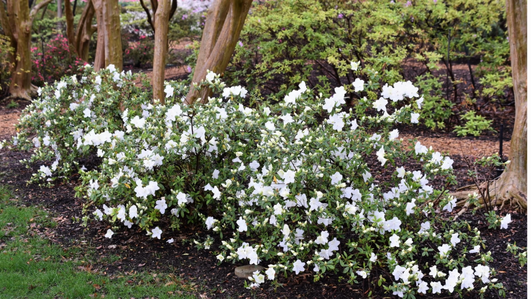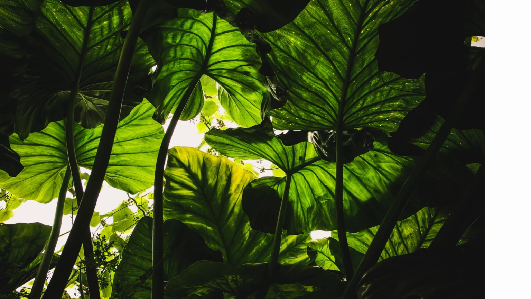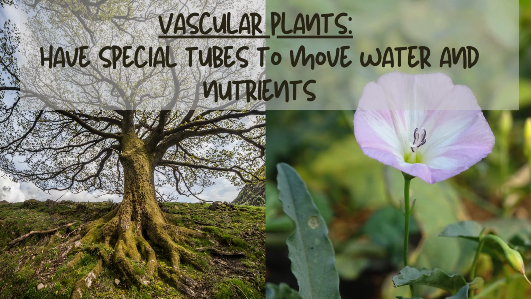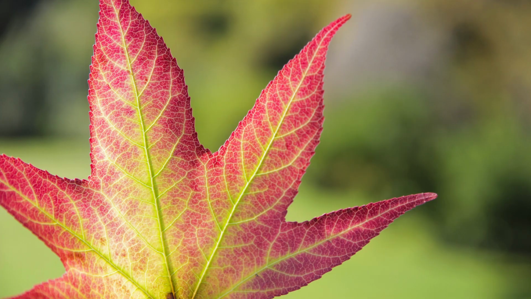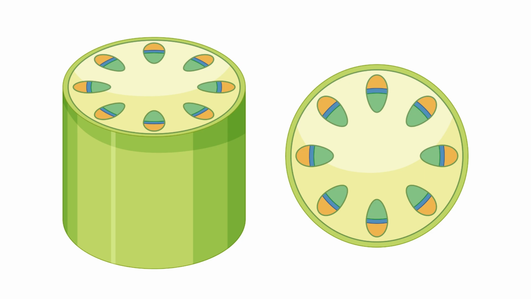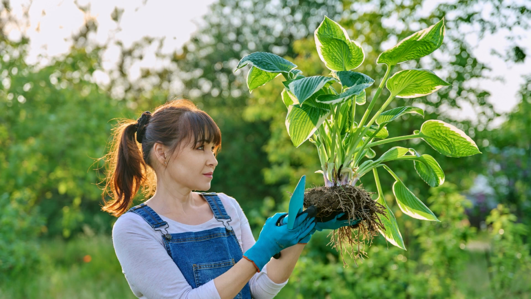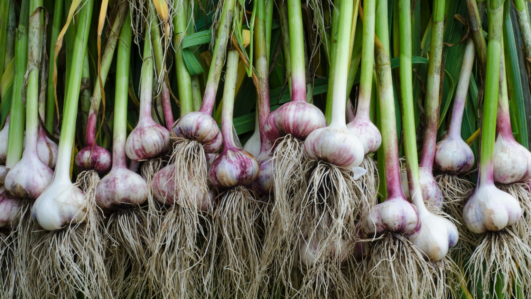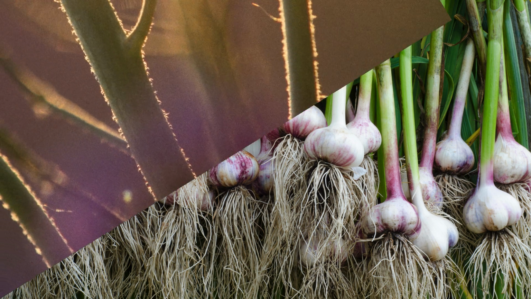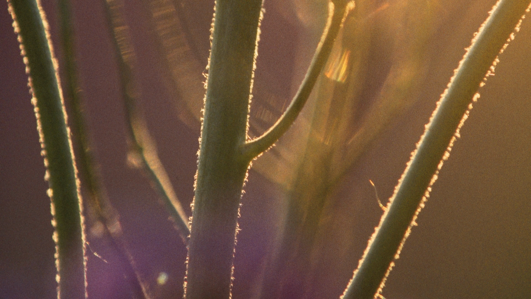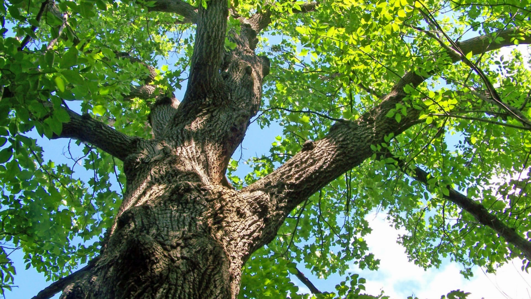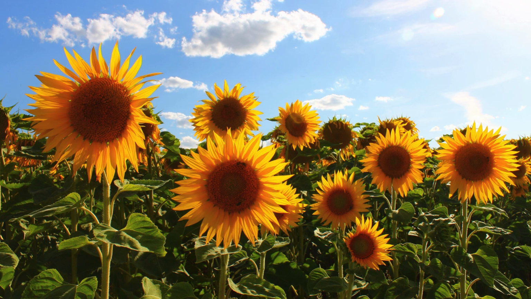The first way we classify plants is by how they get water. Some plants, like trees, flowers, and ferns, have vascular tubes inside them, kind of like tiny straws. These tubes transport water and nutrients up from the roots to the stems, out to the leaves and other parts of the plant. Vascular plants usually have strong stems to support their height, which allows them to grow tall, like towering oak trees or beautiful sunflowers.